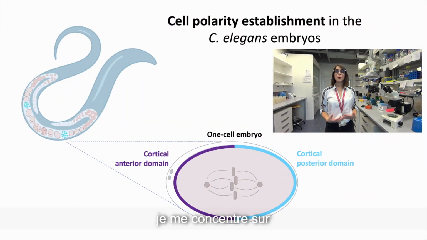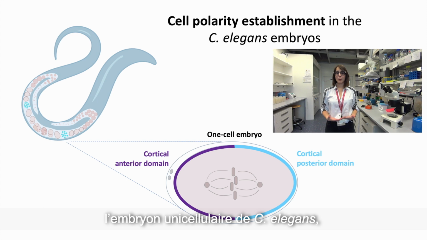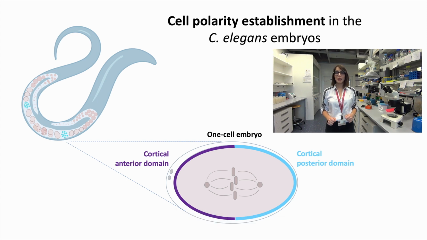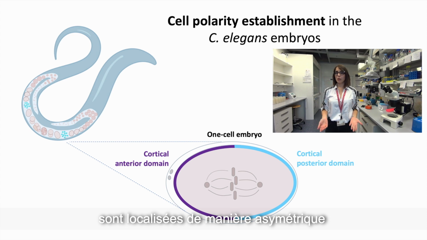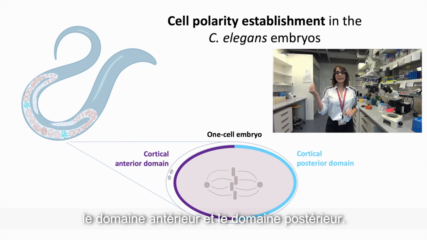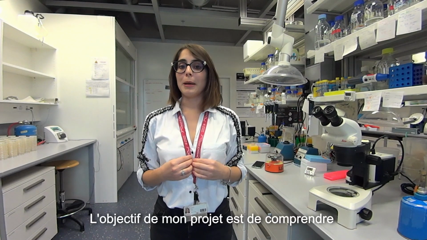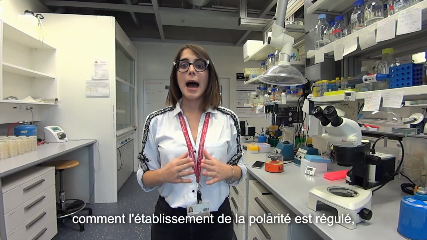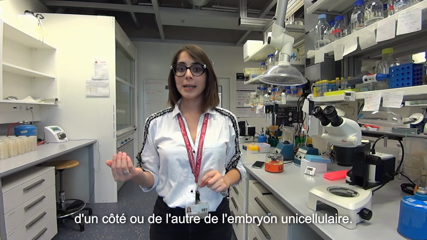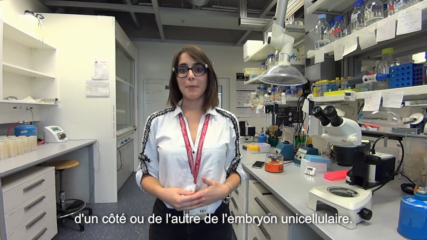in adult life. In my work, I'm focused on the one-cell C. elegans embryos, where the PAR proteins, the main actors involved in polarity, become asymmetrically localized. And they form two different cortical domains, the anterior domain and the posterior domain. The goal of my project is to understand how polarity establishment is regulated, which means how this protein becomes localized on one side or the other of the one-cell embryo.